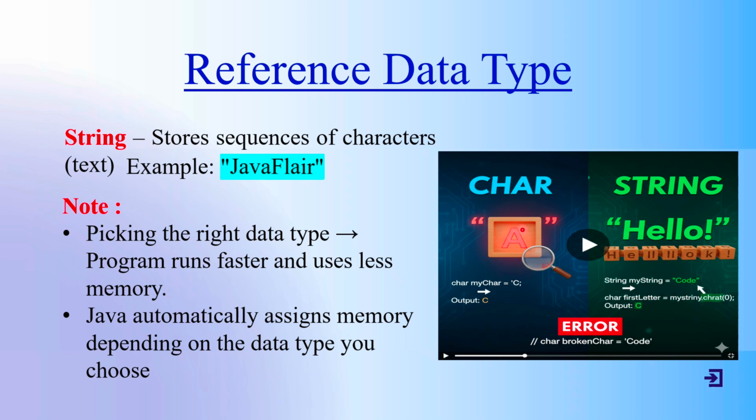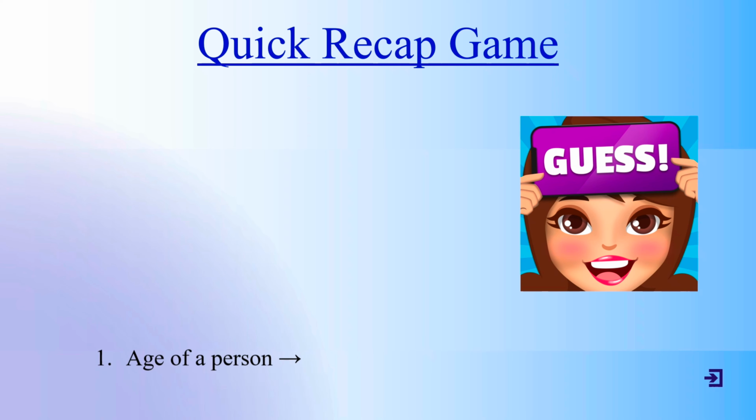If we don't use these, the compiler will throw us an error. And another funny fact that all of us need to know is Java automatically assigns memory depending on which data type we choose. So, it is the programmer's responsibility to choose the efficient data type to keep the code more modular and responsible.